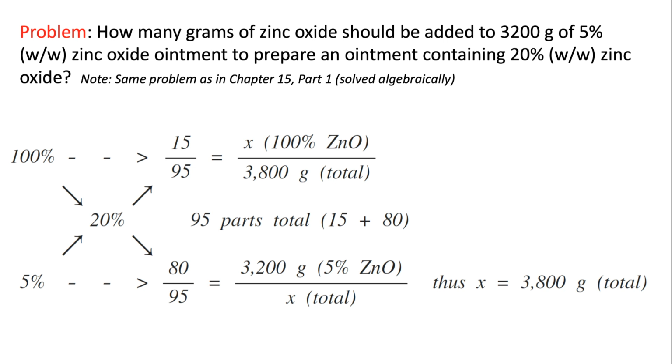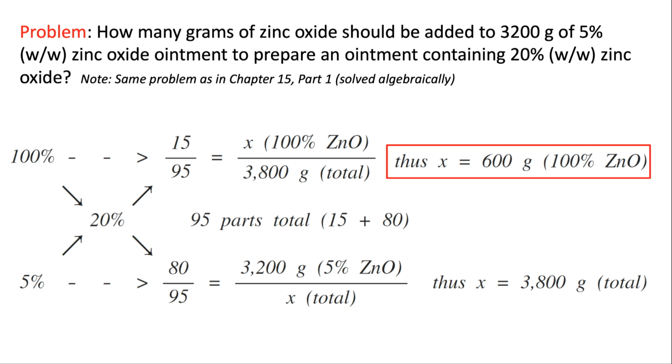Now we can solve for X by cross-multiplying and dividing, and we see that X is equal to 600, meaning 600 grams of pure zinc oxide powder. That 600 grams needs to be added to 3,200 grams of the 5% zinc oxide ointment, and when we mix all that together, we essentially get a total weight of 3,800 grams that has a concentration of 20%. Okay? And that answers this question using the alligation alternative method, and again, I'll remind you going forward, our answer was 600 grams of the pure zinc oxide powder.